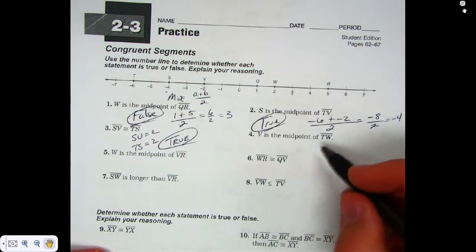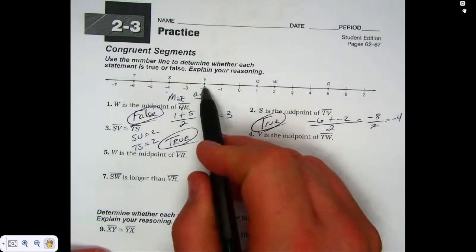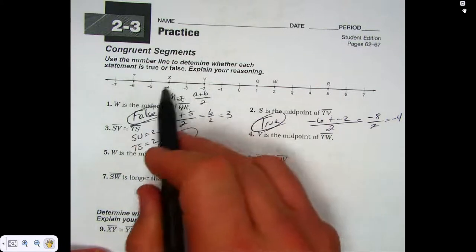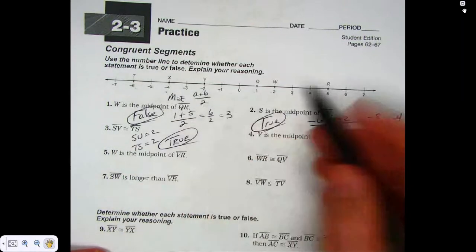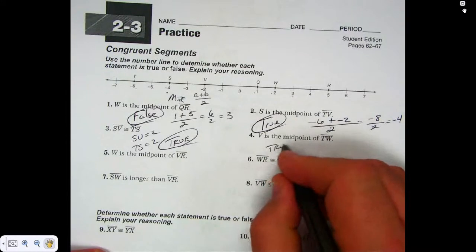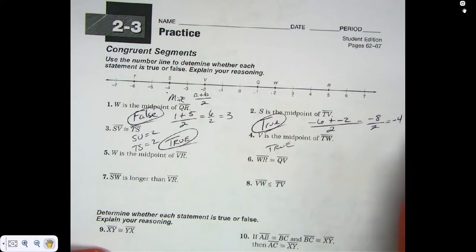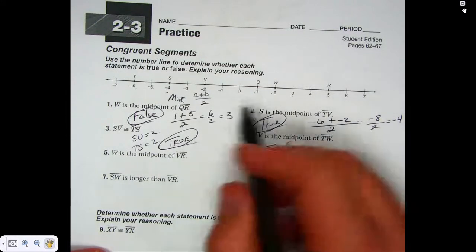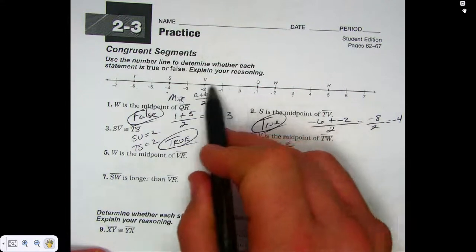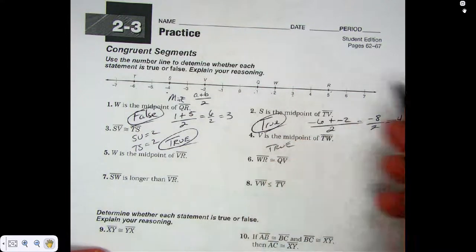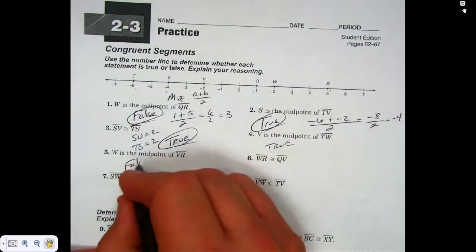V is the midpoint of TW. 1, 2, 3, 4. 1, 2, 3, 4. True. W is the midpoint of VR. 1, 2, 3, 4. 1, 2, 3. It is not, so that's false.